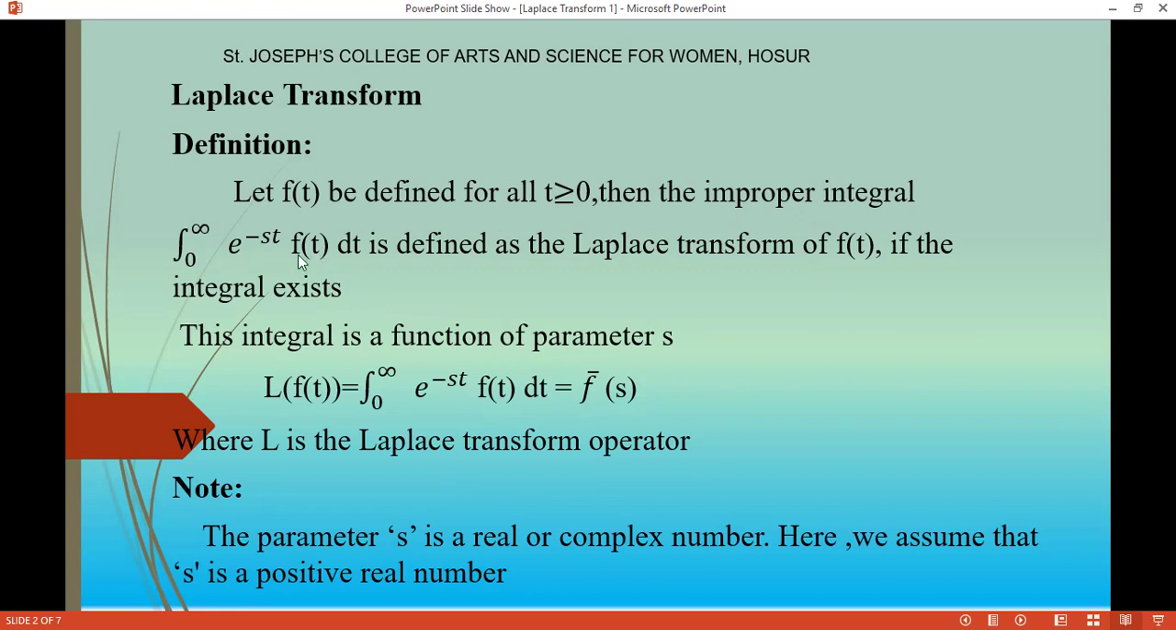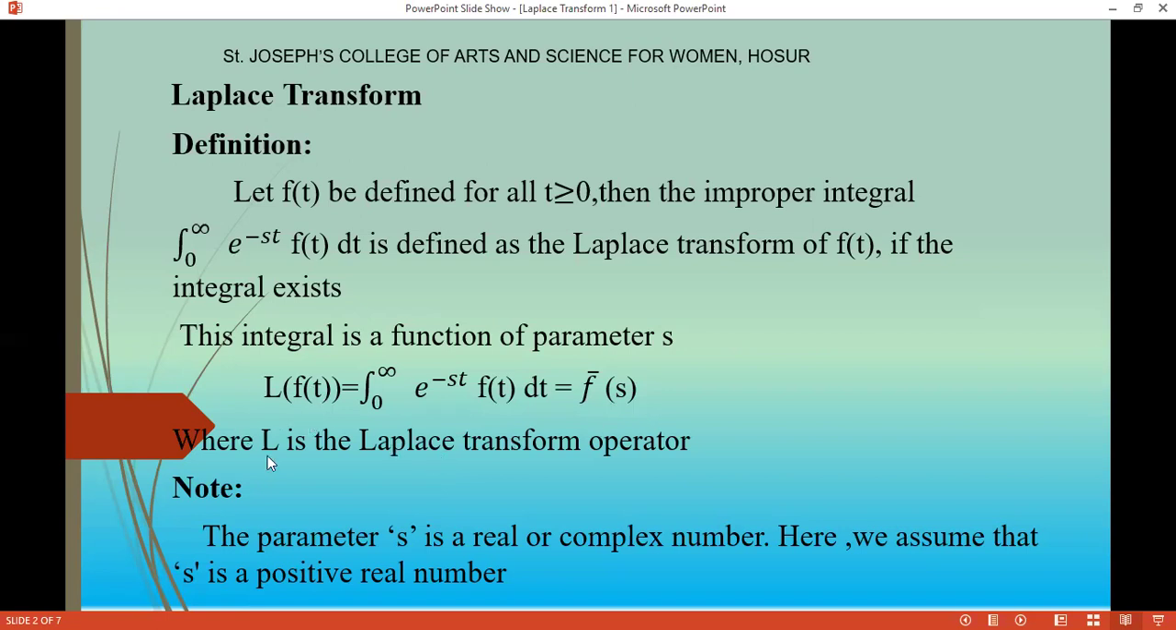So we take a function f of t and find the Laplace transform. That means integral 0 to infinity e power minus st into that function into dt. After finding the value of this integral, we will get a function in s, that is, in terms of s we will get the answer. That is f bar of s. So here we are transforming the function f of t, in terms of t, to a function of s. So we are transforming t to s.